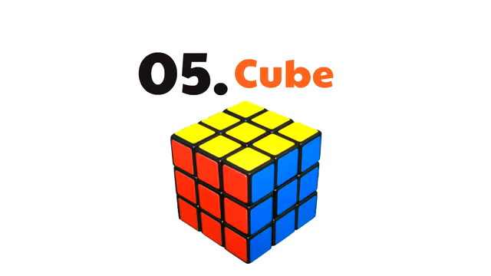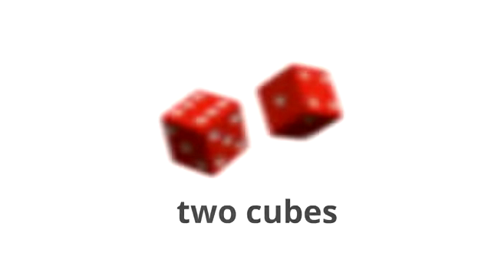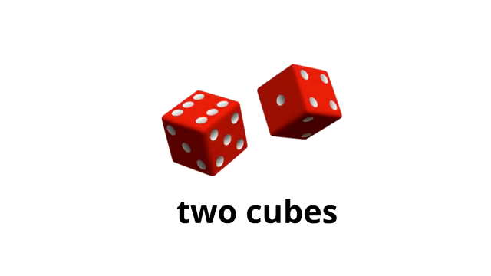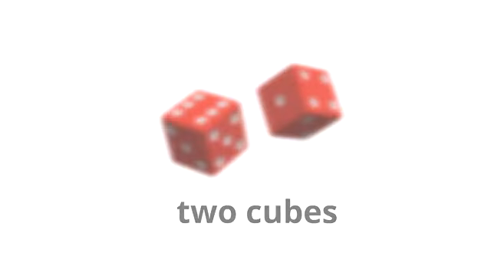The next 3D shape is the cube. The cube is the 3D version of the square. It has six sides or faces that are all squares. Here we have two dice. Dice are in the shape of a cube. So these two dice are two cubes. They have six sides or faces that are all squares.